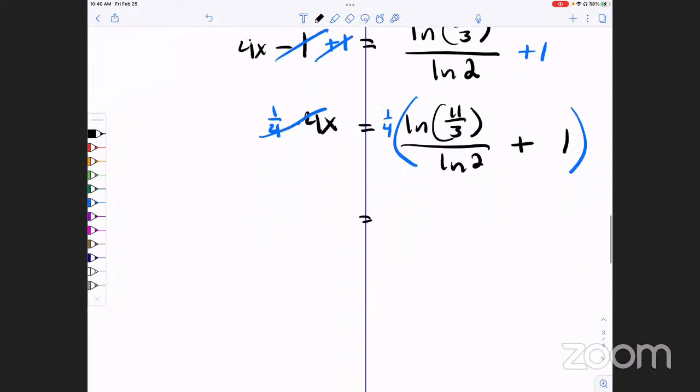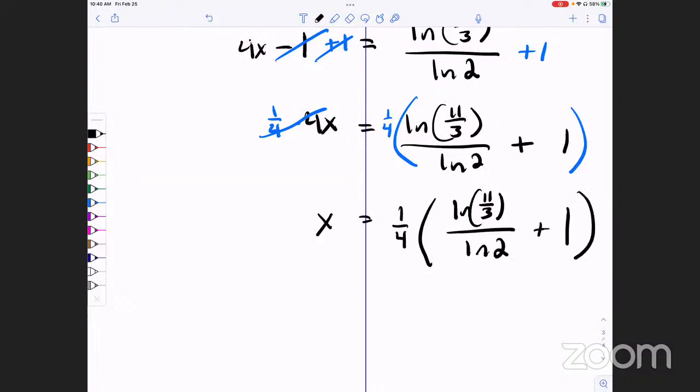So we have 1/4 x, or we can just leave it. On the right, we have 1/4 times the natural log of 11/3 over the natural log of 2, plus 1. So this is the exact result, and then we use a calculator to get an approximation.